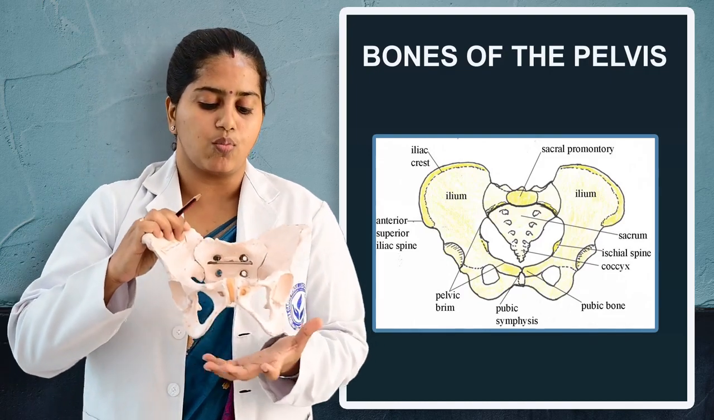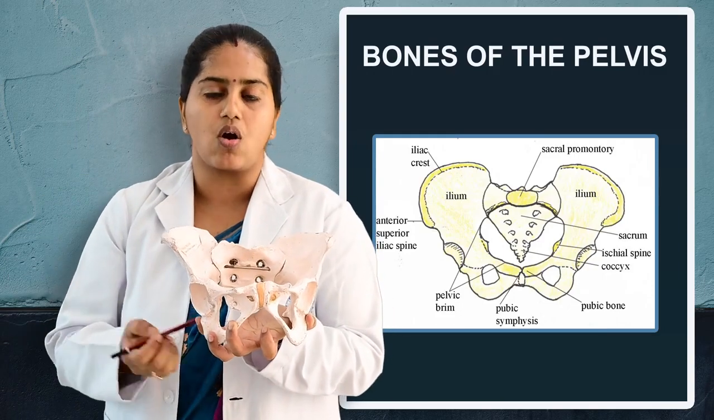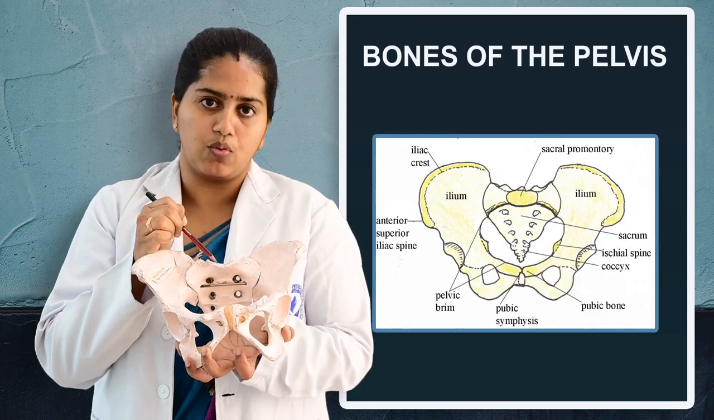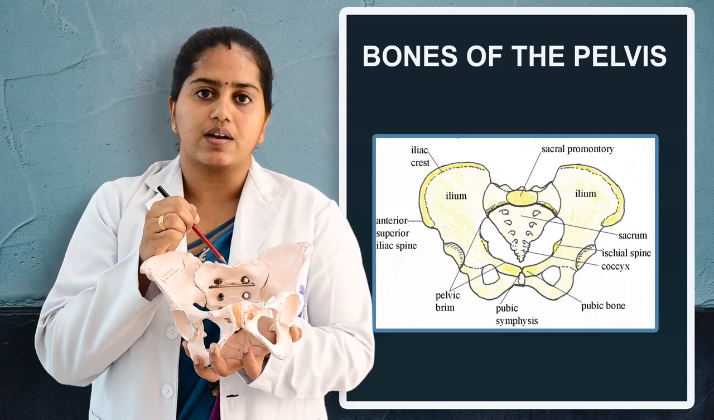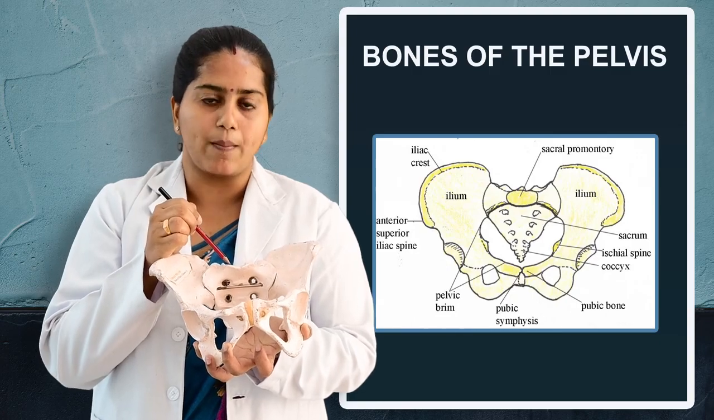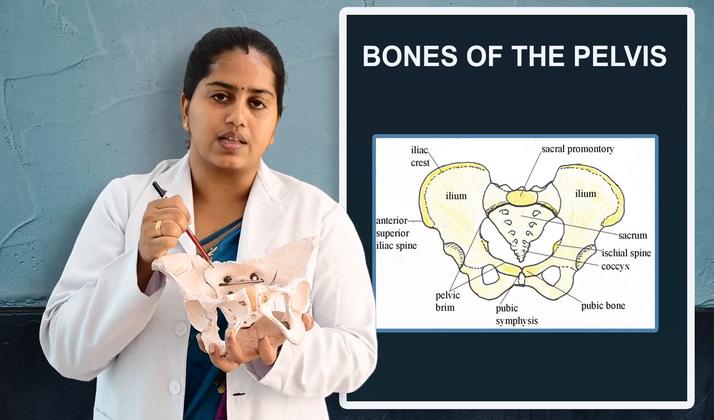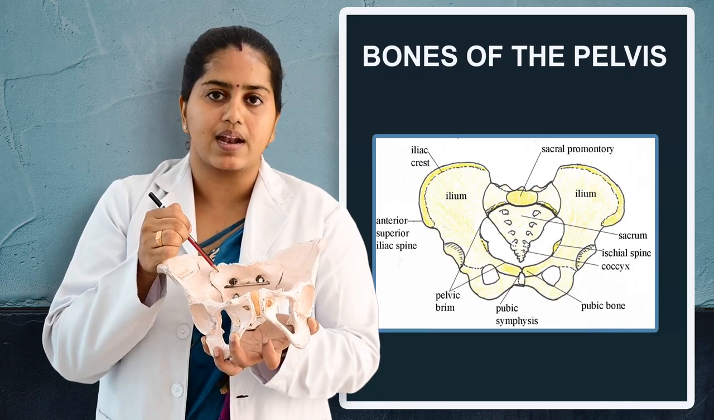Next we will see the posterior bones. Two posterior bones are there: the sacrum and the coccyx. The sacrum is a wedge-shaped bone. The uppermost part of the sacrum is known as the sacral promontory. Then next, two wings are there. These wings are otherwise known as the alae, the sacral alae. So the sacral promontory and sacral alae are there.